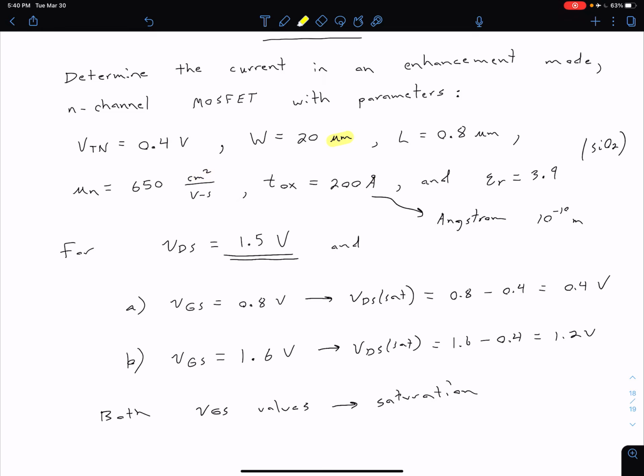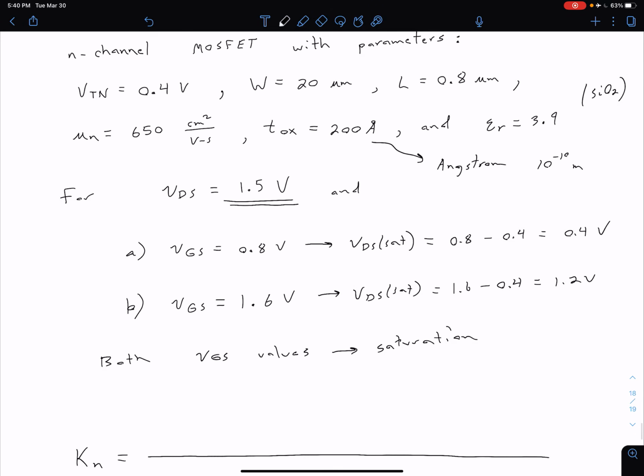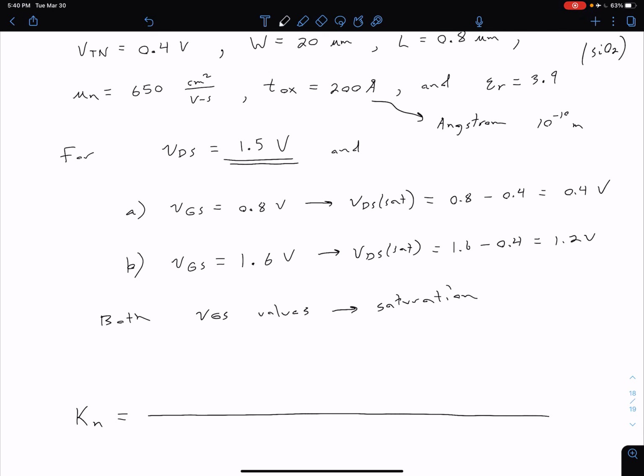If you're more comfortable, you can take everything to meters, but typically everything's going to be taken to centimeters. So we had our width in the numerator, so the 20 micrometers is going to be 10 to the minus 6 meters or 10 to the minus 4 centimeters. So 20 times 10 to the minus 4 centimeters times our electron mobility in the inversion layer. And so that one we're not going to have to adjust. So that's 650 centimeters squared per volt second.